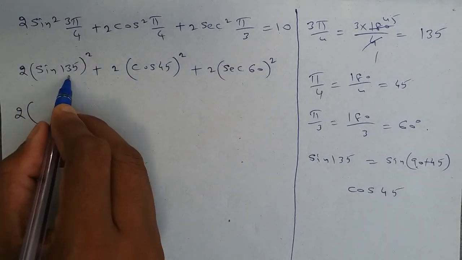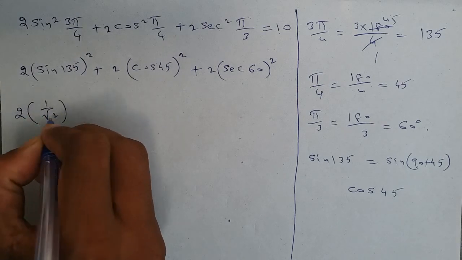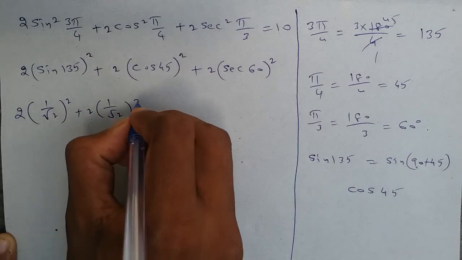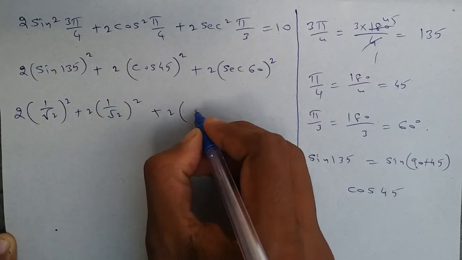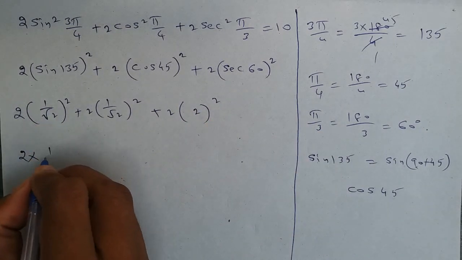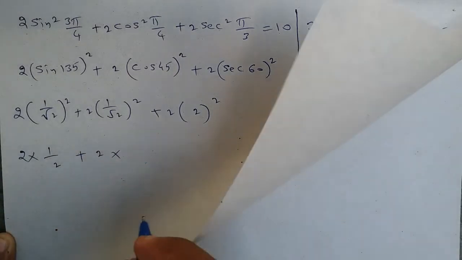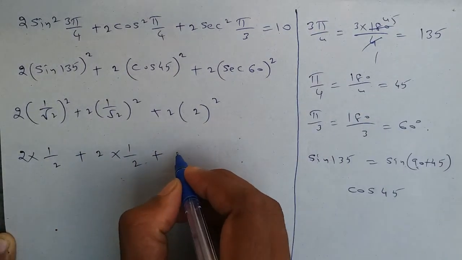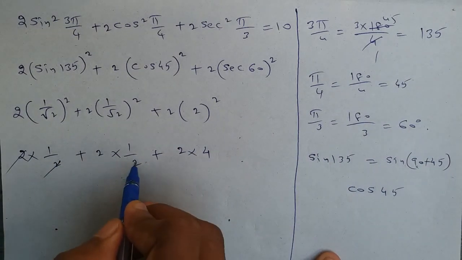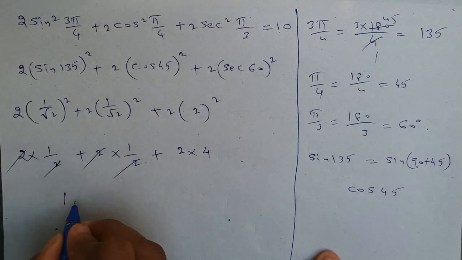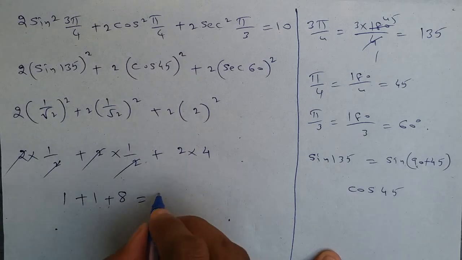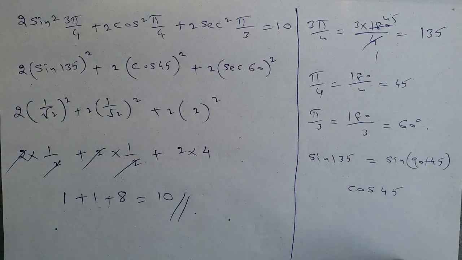2 into, in the place of sine 135, 1 by root 2 whole square, plus 2 into cos 45, 1 by root 2 whole square, plus 2 into secant 60 whole square. 2 into 1 by root 2 whole square, 1 by 2, plus 2 into 1 by root 2 whole square, 1 by 2, plus 2 into 2 square, 4. Here 2 cancel, 2 cancel, so we remain with 1 plus 1 plus 2 4s are 8. So 1 plus 1, 2, 2 plus 8, 10. Hence proved.